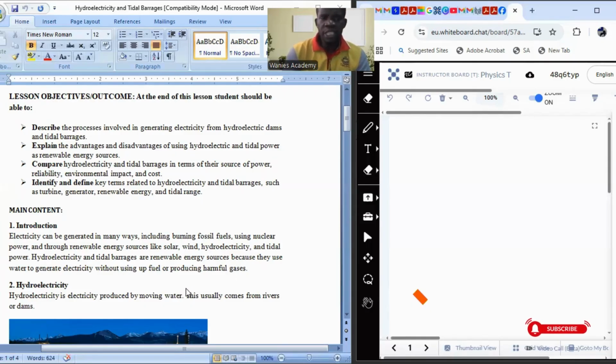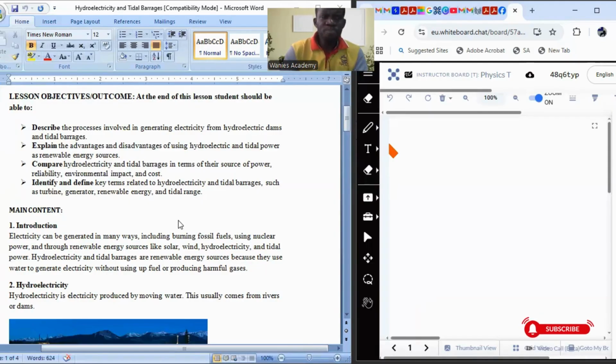Then hydroelectricity and tidal barrages are renewable sources of energy. They are renewable energy sources because they use water to generate electricity. And you know that water is a natural resource that cannot be used up. There's no way we can finish the consumption of water because of the water cycle. You have heard of water cycle. That is the way water runs its natural course, and it's inexhaustible. And that is why we said it is a renewable energy source.